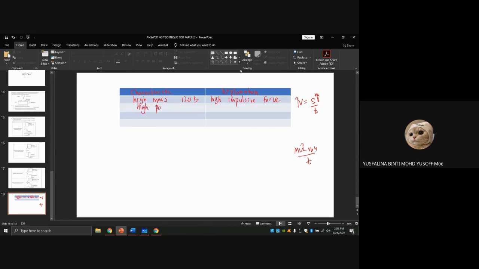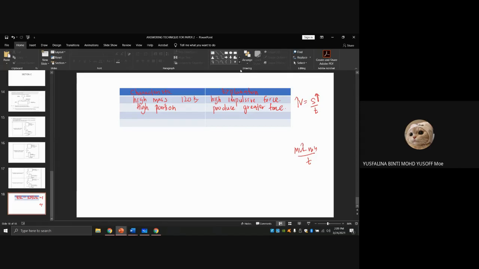High position. So what is the reason? Produce greater force. So you understand now why you have to choose high position, because you have to increase the velocity. This one is about the impulsive force.